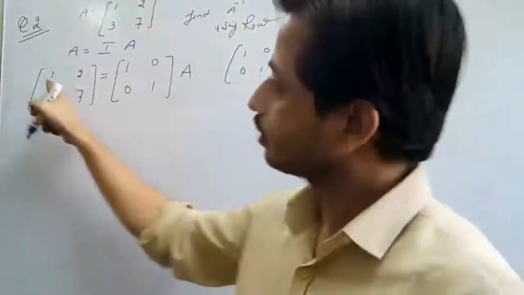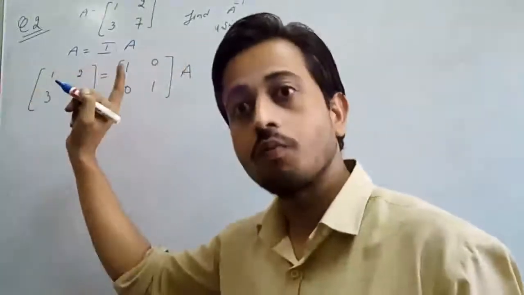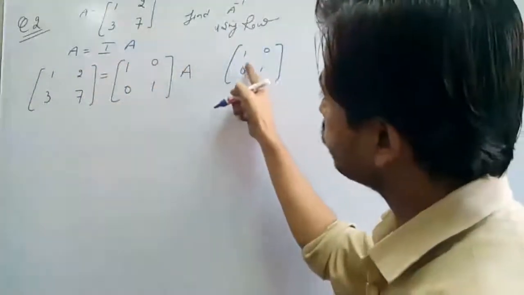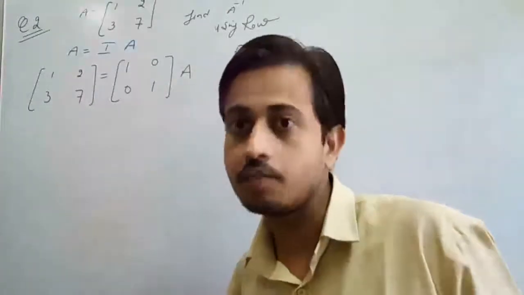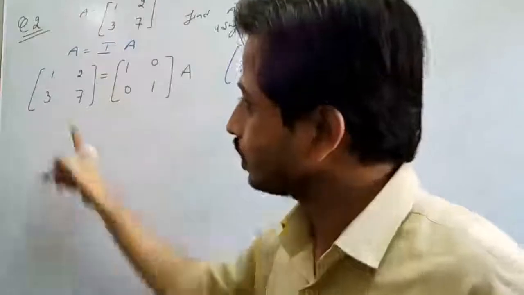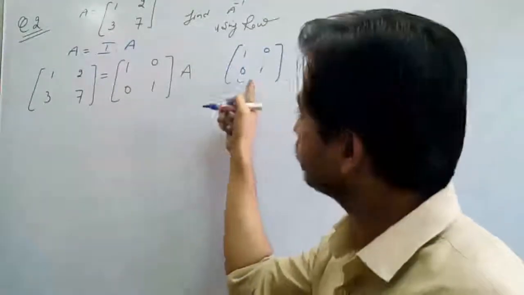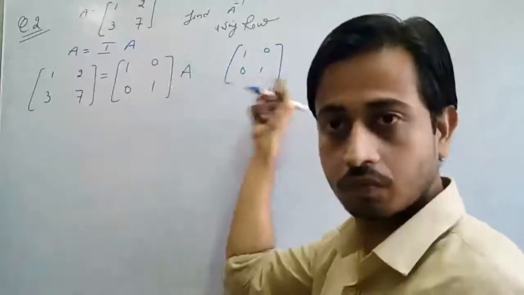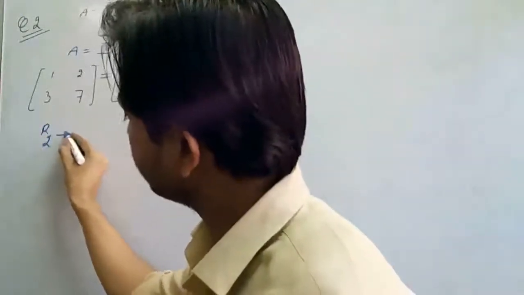Now look, we already get 1. Now let's make the second one. I am going to make it 0. Now 3, how will we get 0? 3 minus 3. We are going to make this element 0. This one is your second row, so I am going to apply the operation on the second row.